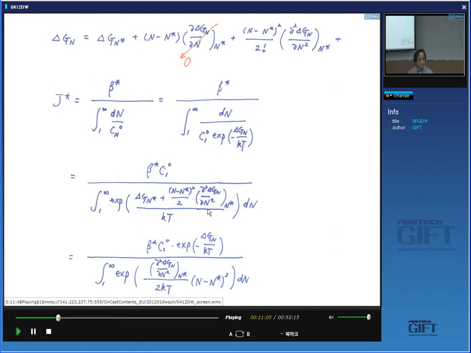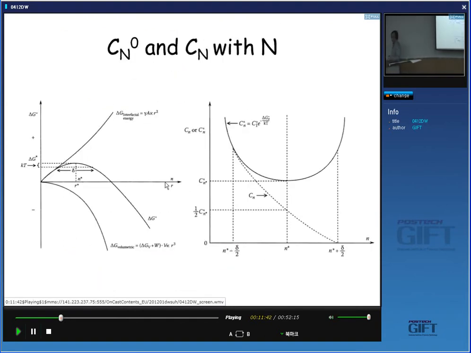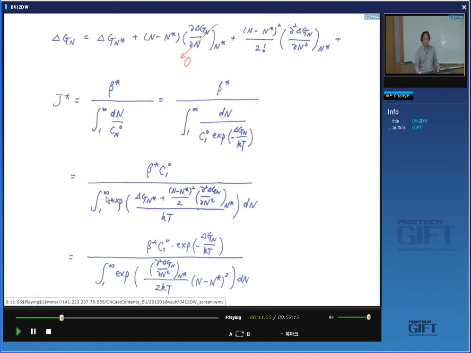Is it correct? Is it okay for everyone? And from the shape of the curve delta Gn with n, we already know that this first derivative will be zero, right? Because when you consider the curve delta G, its first derivative at the critical size will be zero. So the first derivative will be zero, and then we put these two terms, first and third term, into this equation. Then we can obtain this form.